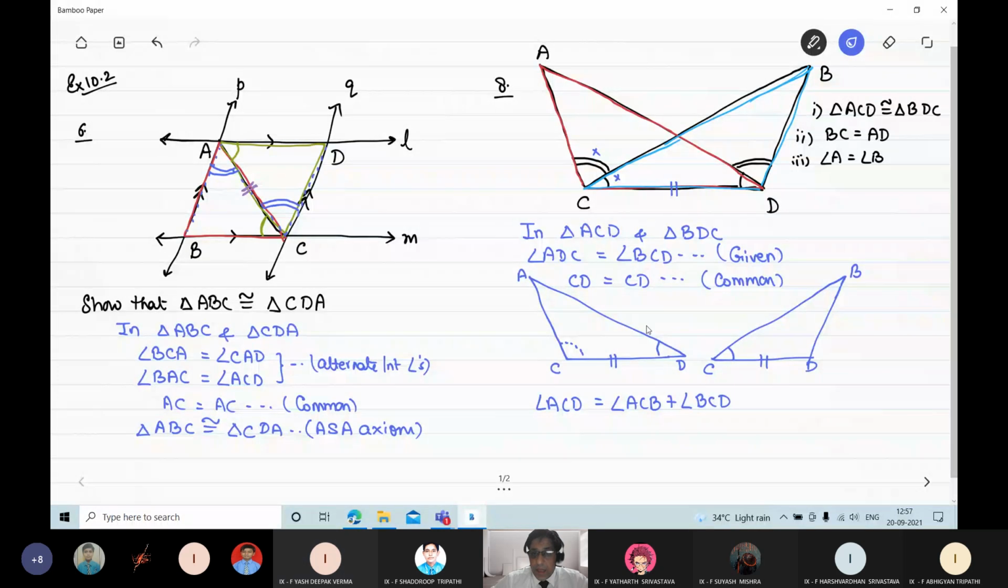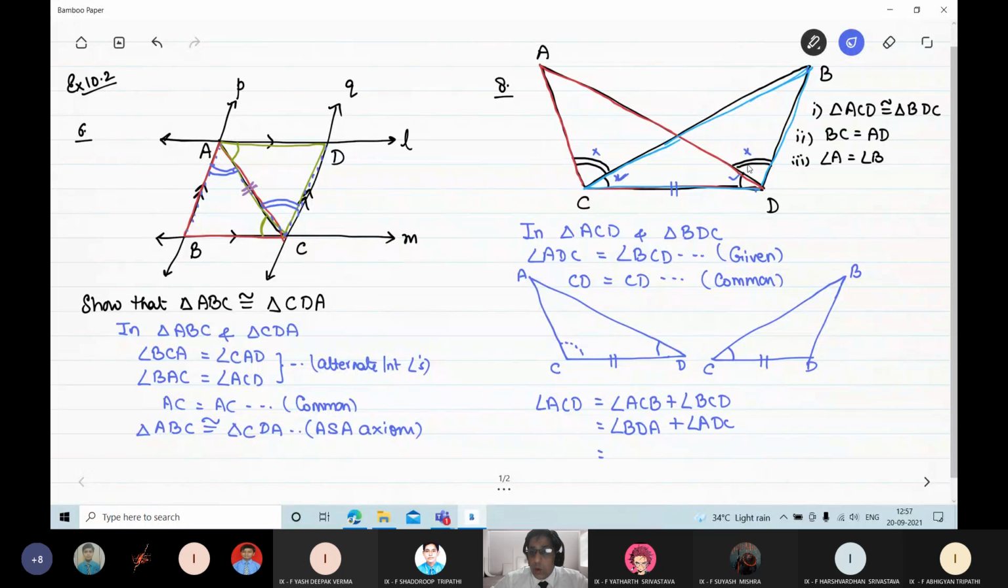Yes, sir. Now, angle ACB is equal to angle BDA. It's given to us. Yes, sir. And angle BCD is equal to angle ADC. So that means this angle is equal to this angle, and this other angle is equal to that angle. So we have written it.